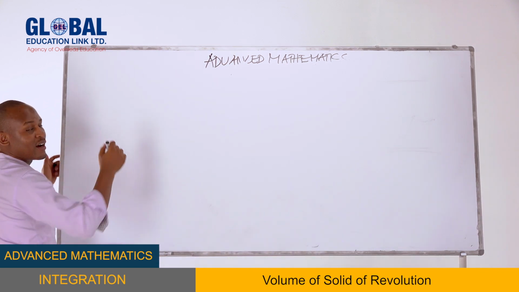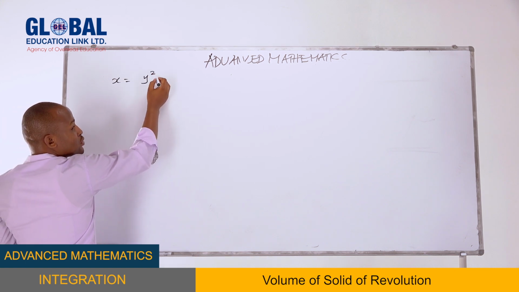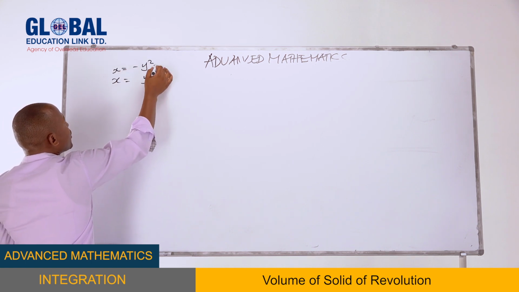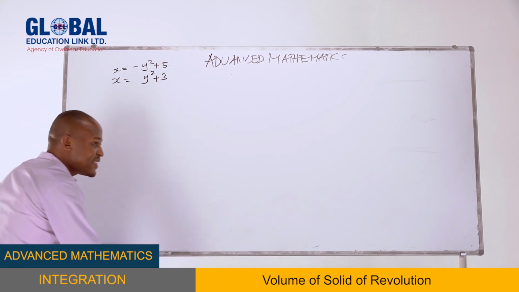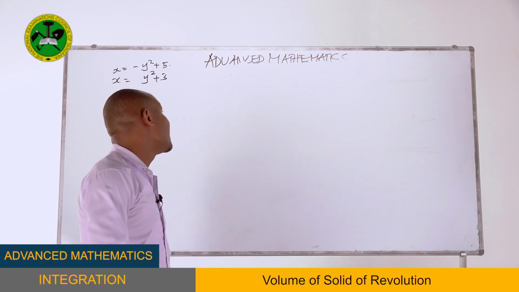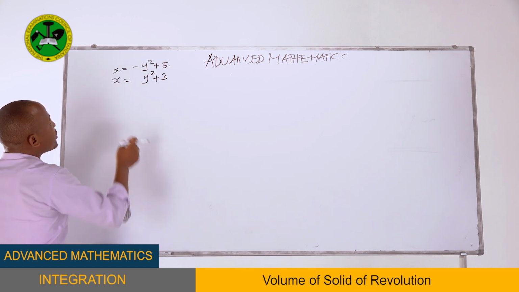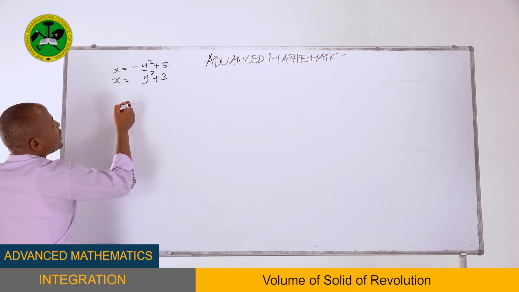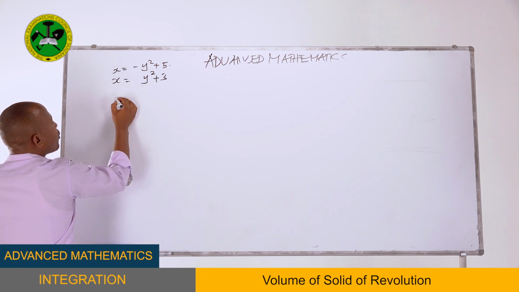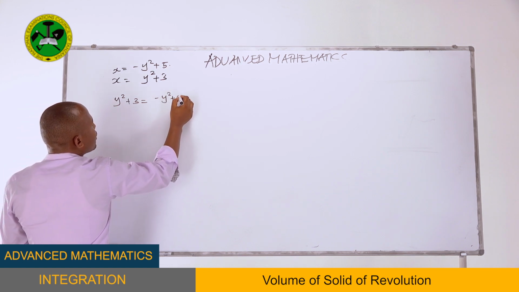So we have two functions. Our functions are x equals y squared plus 3, and x equals negative y squared plus 5. Now let's find the limits. And how do we find the limits? Let's find the x-intercept and the y-intercept, and from there we can find the limits. These two equations are equal, which means we can equate them and get the value of y. So we shall have y squared plus 3 equals negative y squared plus 5.